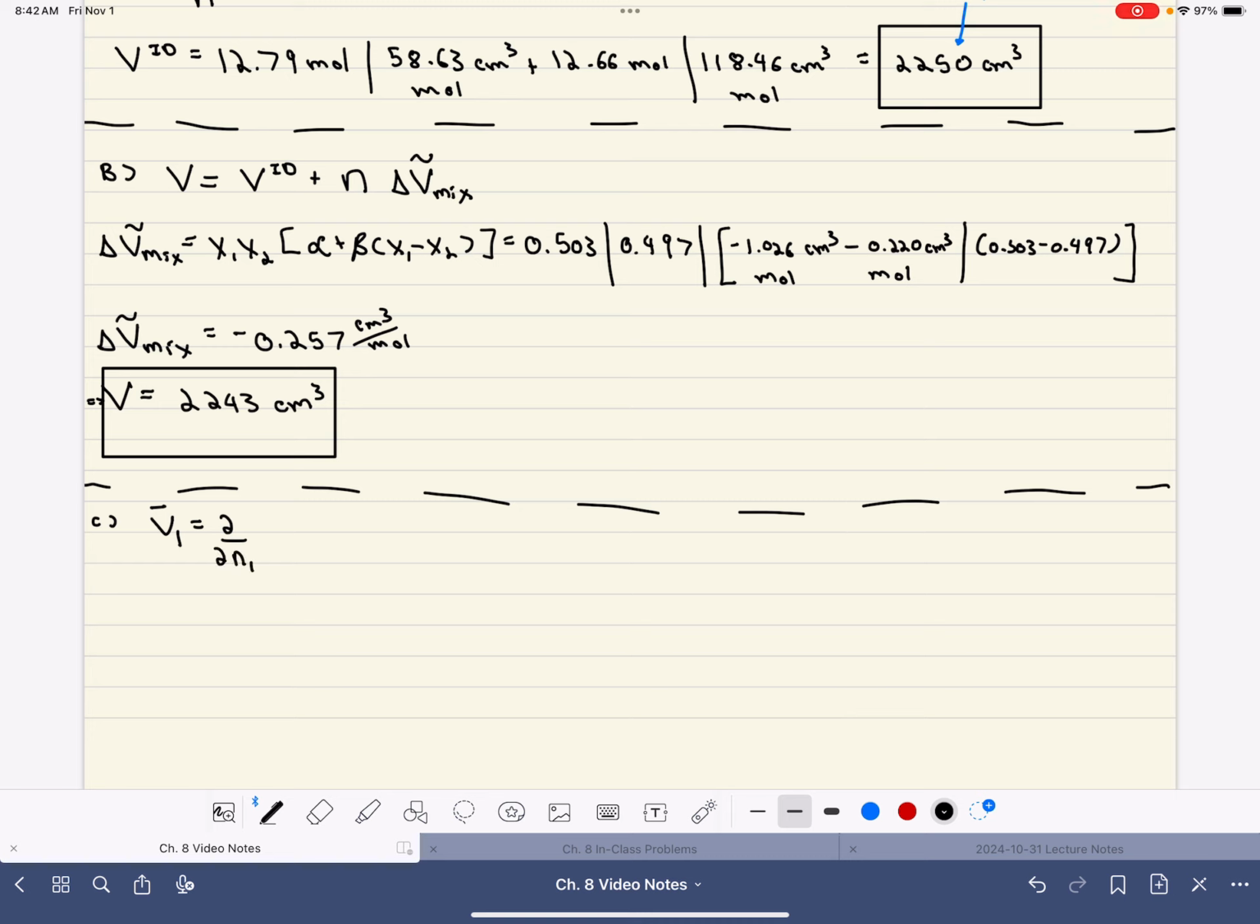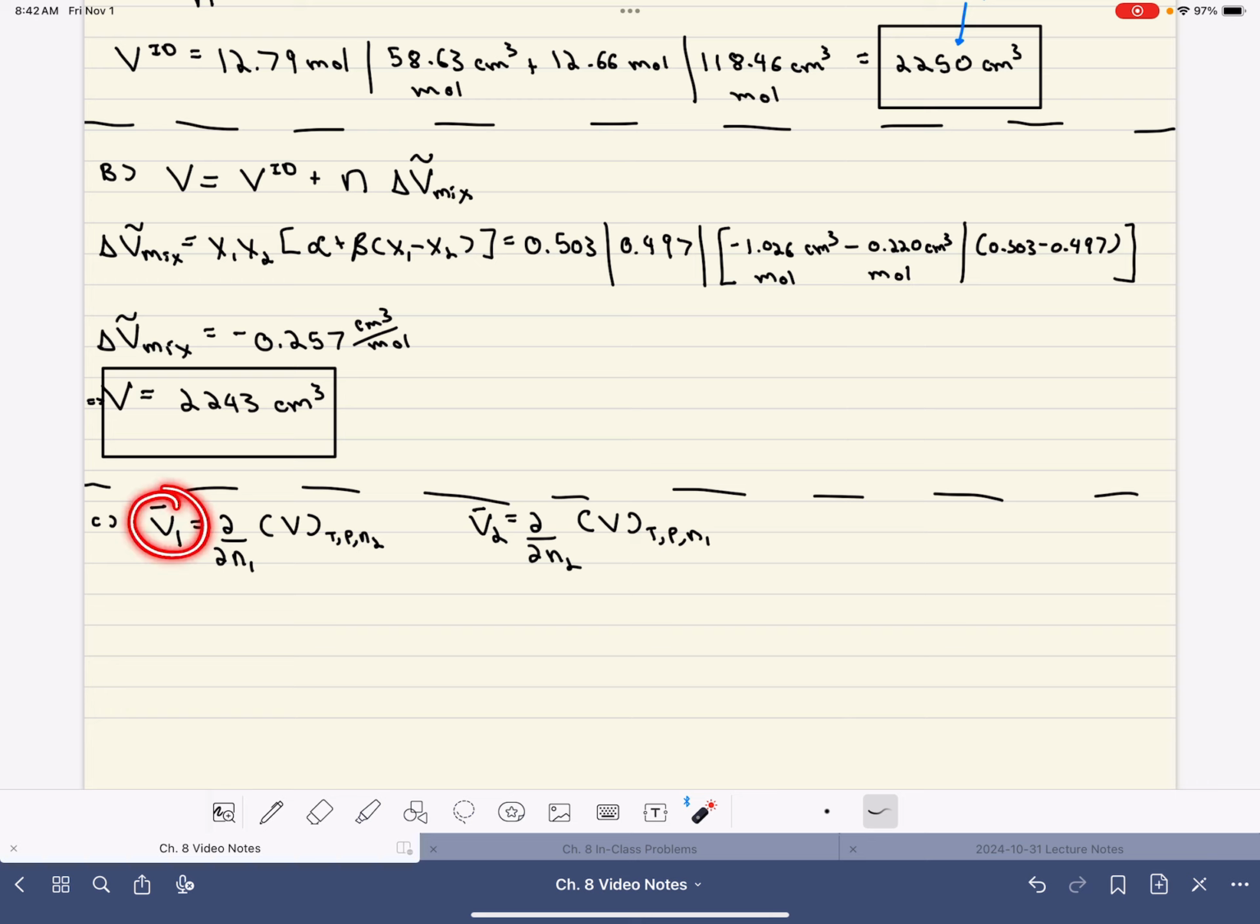just the partial derivative of the actual volume at constant temperature, pressure, and moles of N2 with respect to moles of N1. And then similarly for V2, let me clean up this line. We take the derivative with respect to N2. All right, and so there's actually different strategies for calculating the V1 bar.